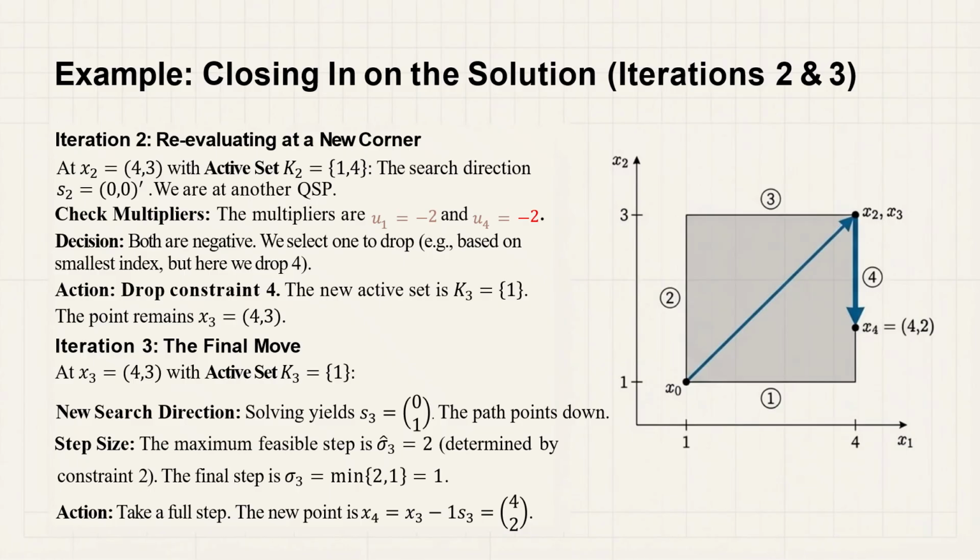Result. By taking this step, we arrive at a new point, indicated in the illustration by the downward motion vector. Because a full step was taken, we have reached a new QSP, whose global optimality we will confirm in the final slide.